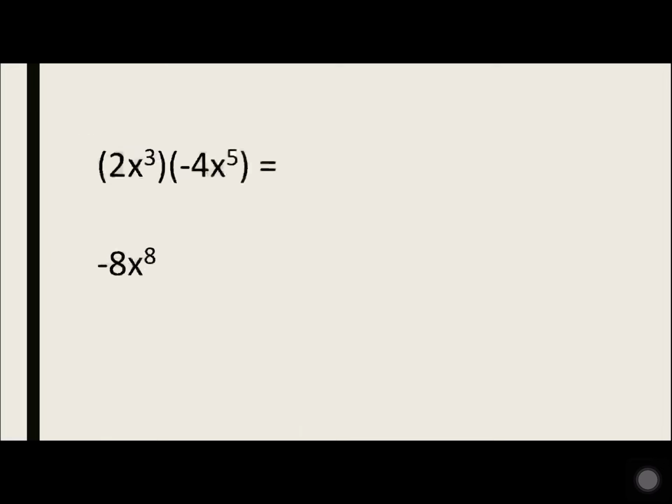2x cubed times negative 4x to the fifth. Positive times a negative is a negative. And then add your exponents. 3 plus 5 is 8.